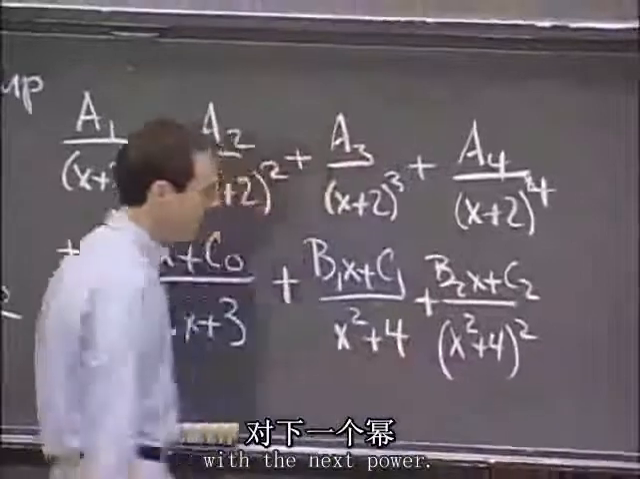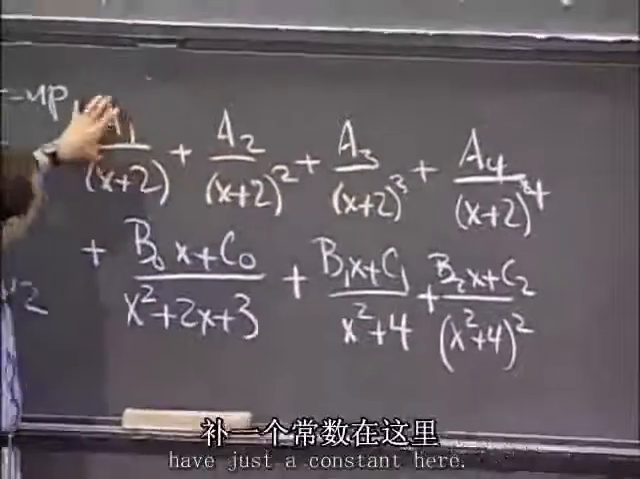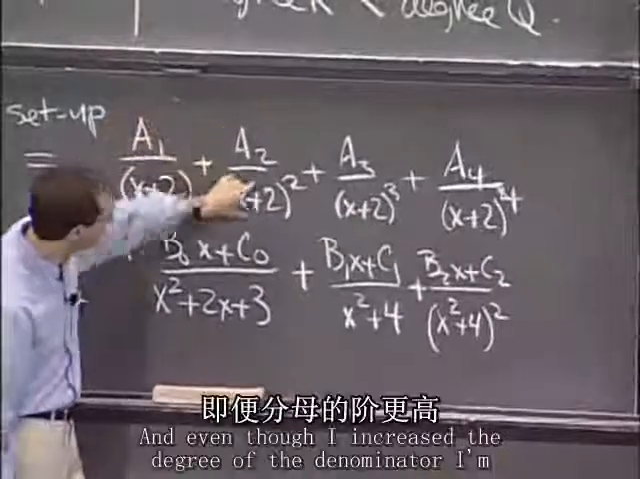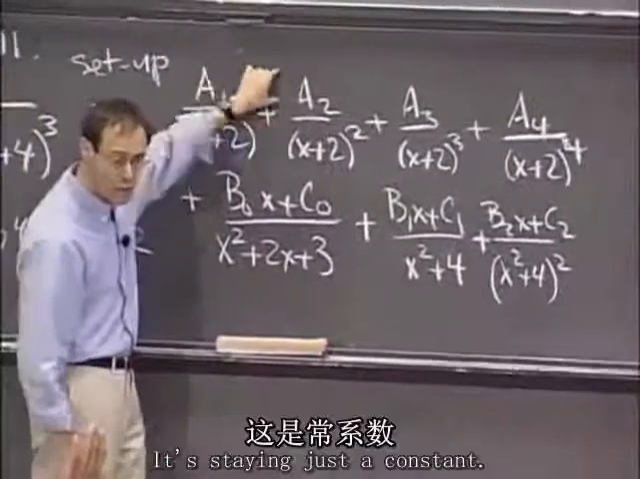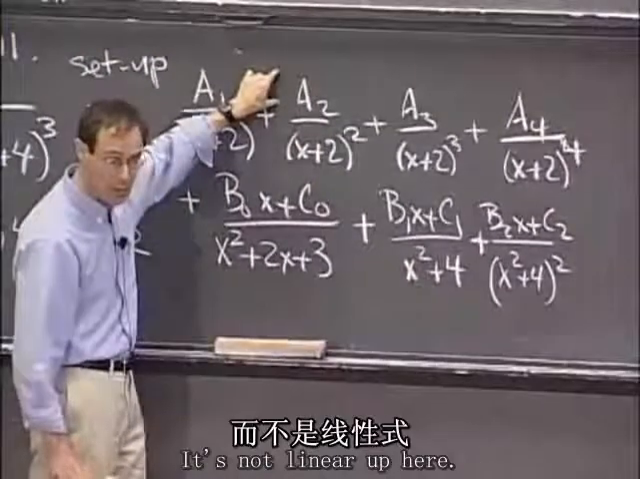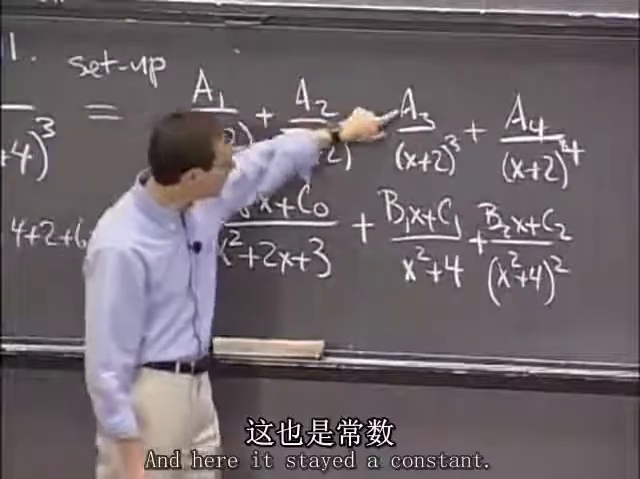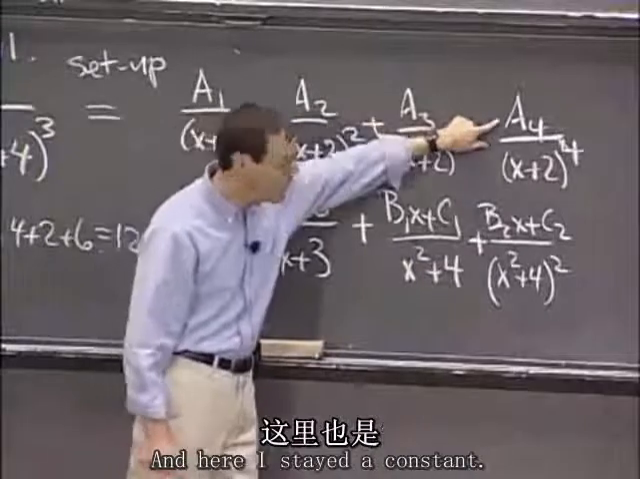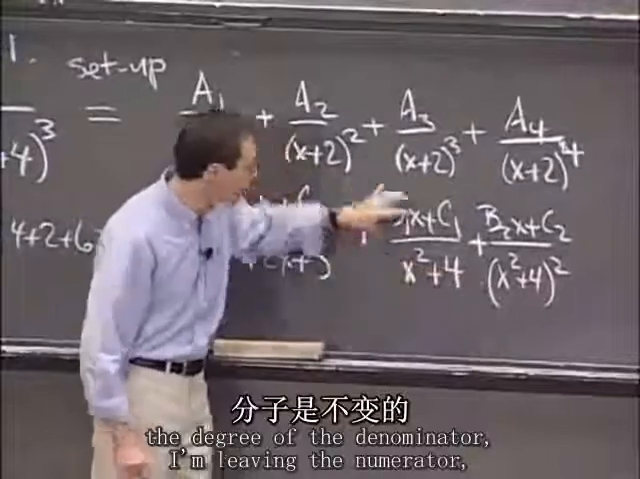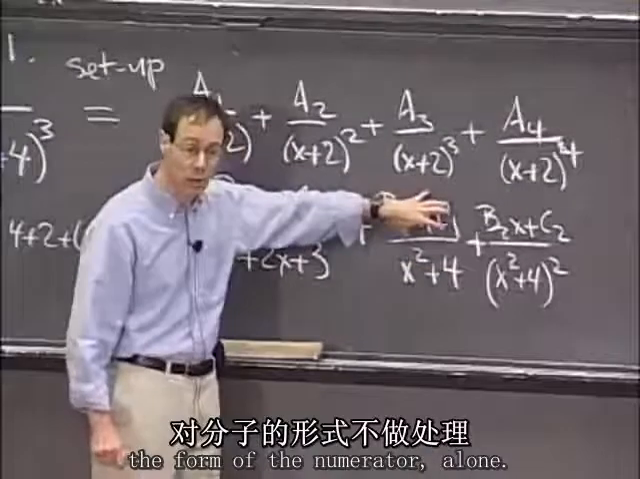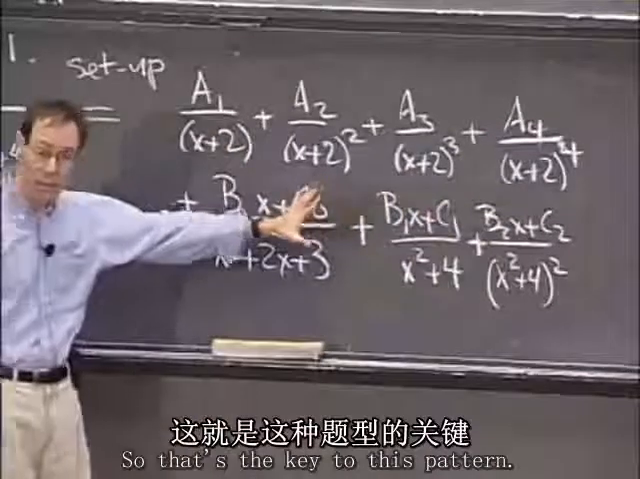Now, notice, just as in the case of this top row, I have just a constant here, and even though I increase the degree of the denominator, I'm not increasing the numerator. It's staying just a constant. It's not linear up here. It's better than that. It's just a constant. And here it stayed a constant, and here too. Similarly here, even though I'm increasing the degree of the denominator, I'm leaving the form of the numerator alone. It's just a linear factor and a linear factor. So that's the key to this pattern.